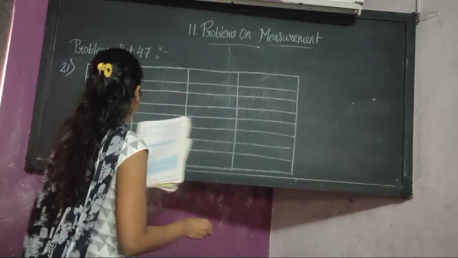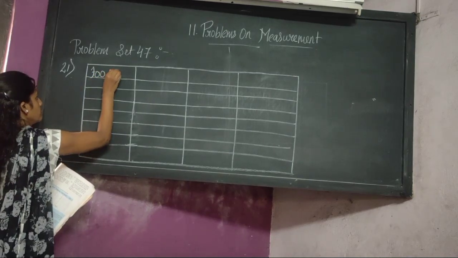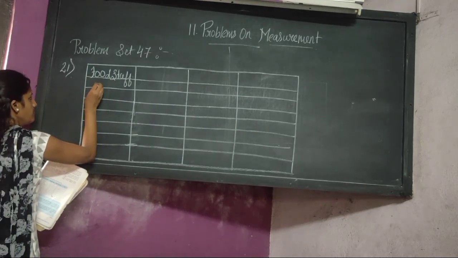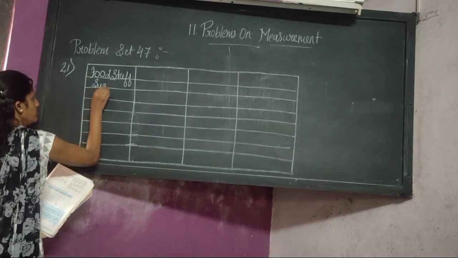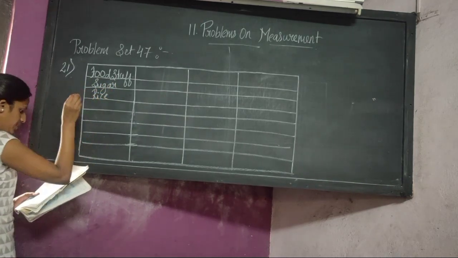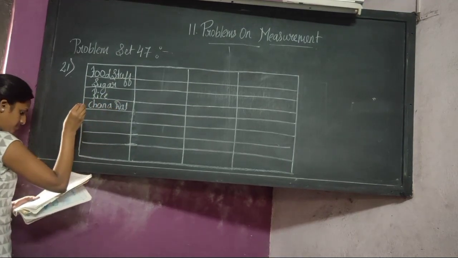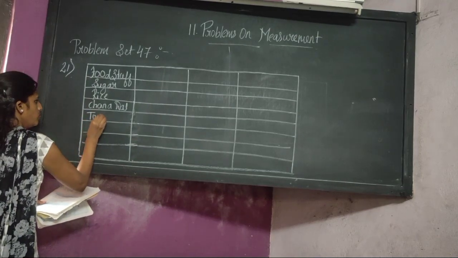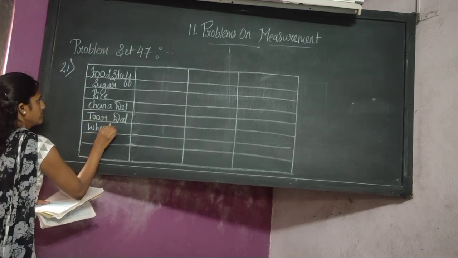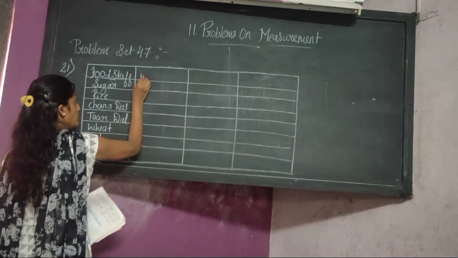Let's write down that first foodstuff. The first foodstuff we have sugar. In the second we have rice. The third one we have chana dal. And the fourth one we have tur dal. The fifth one is beef. The sixth one is oil. Okay, now after that the weight is also given.